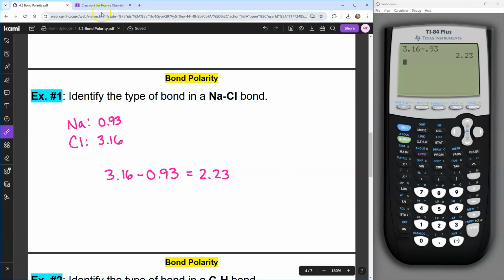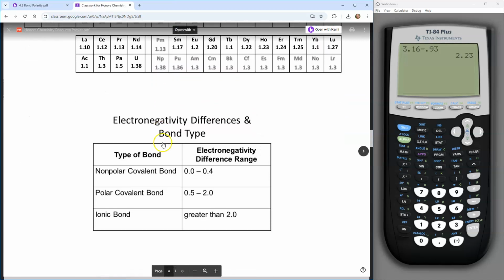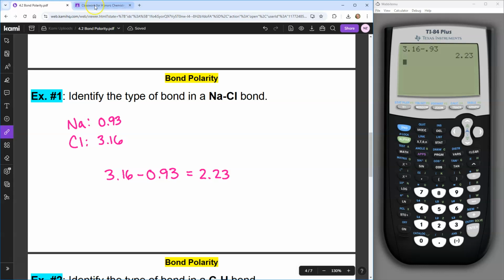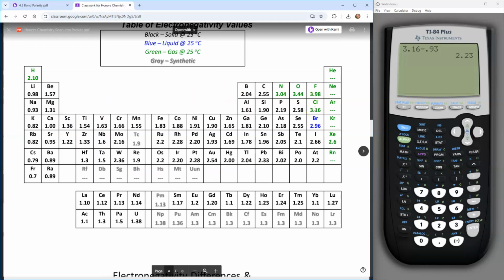Okay, so if I go back to my table, that would definitely be ionic. And if you look at what they are, Na is a metal and Cl is a nonmetal. And we know that ionic compounds are made up of metals and nonmetals. So that makes sense that it's ionic.